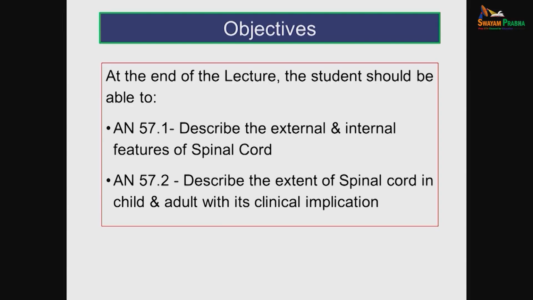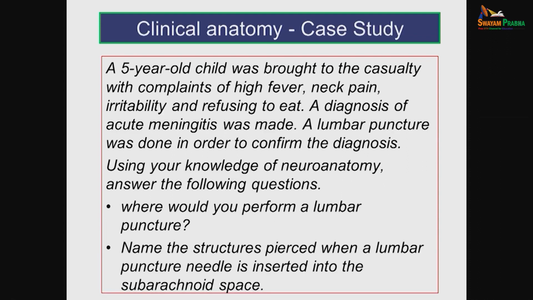In today's session, we will be discussing the general arrangement of the spinal cord, that is, its external and internal features. The objectives of this lecture are: at the end of this lecture, you should be able to describe the external and internal features of the spinal cord and also describe the extent of the spinal cord in child and adult with its clinical implications.